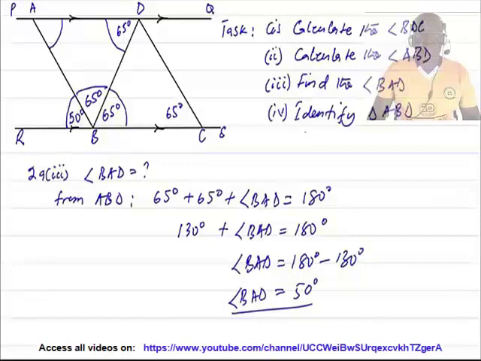Also, the angle ABR equals 50 degrees, and the angle ABR is alternate to the angle BAD. This implies that the angle BAD equals 50 degrees.